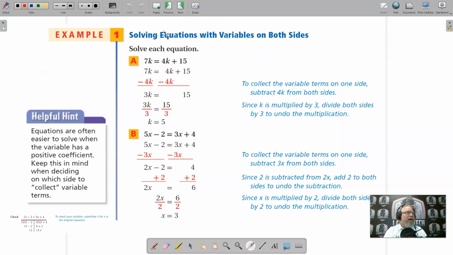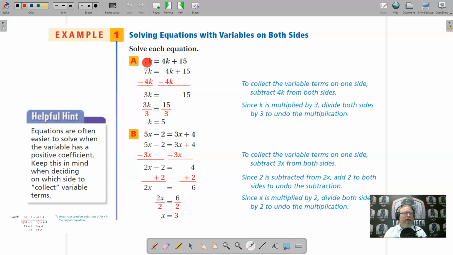Let's look at the next page here. Example 1 of solving equations with variables on both sides. Solve each equation. First equation we have is 7k equals 4k plus 15. Now you'll notice that we have the variable k on both sides of the equation. So they're saying to collect those variables on one side by subtracting 4k from both sides.